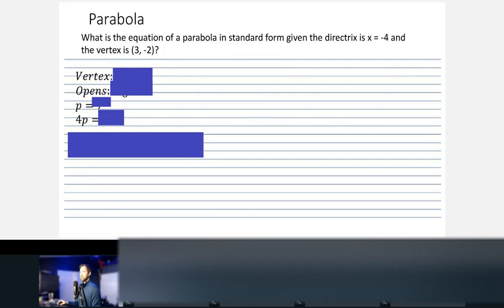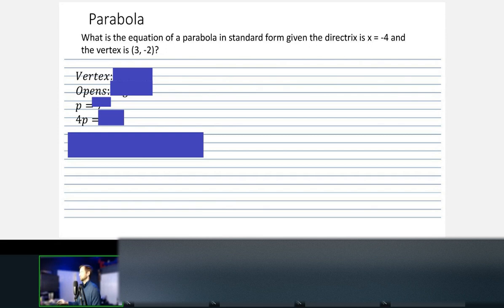All right. Parabolas. What is the equation of a parabola in standard form given the directrix is x equals -4 and the vertex is 3, -2? What should we do to start this problem? Yeah, draw it. Always draw a diagram if you can.